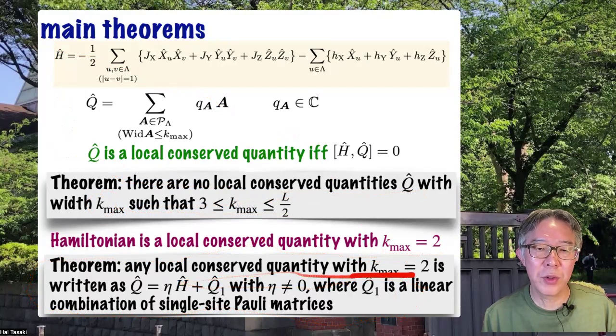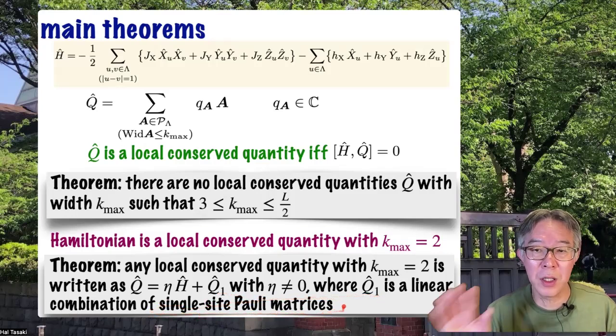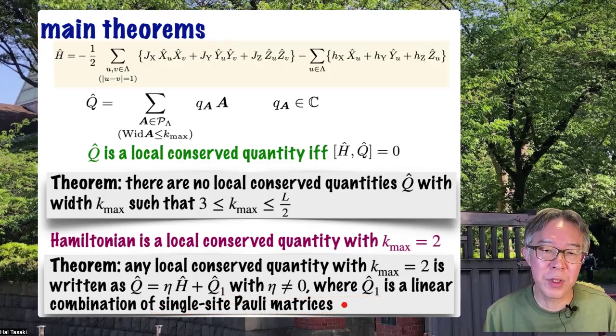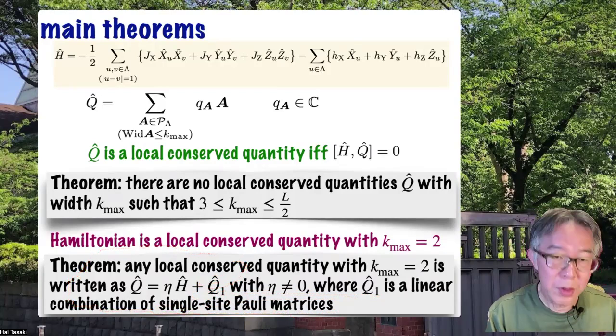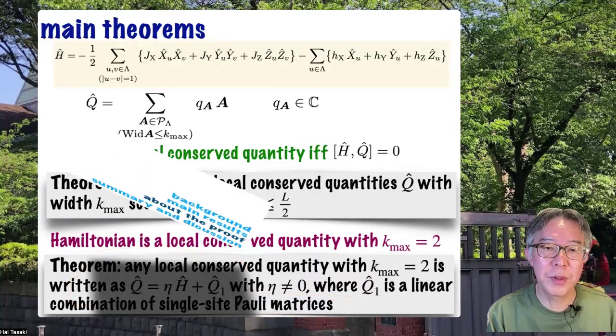Any local conserved quantity with K_max equal to 2 is written like this. It's essentially the Hamiltonian itself plus some Q_1, which is a linear combination of single site Pauli matrices like the total magnetization. So if you have a conserved quantity like total magnetization, of course there is some ambiguity. And in some cases you don't have this. But anyway, this is the most general statement that we can prove. All right, so these are statements that we proved.